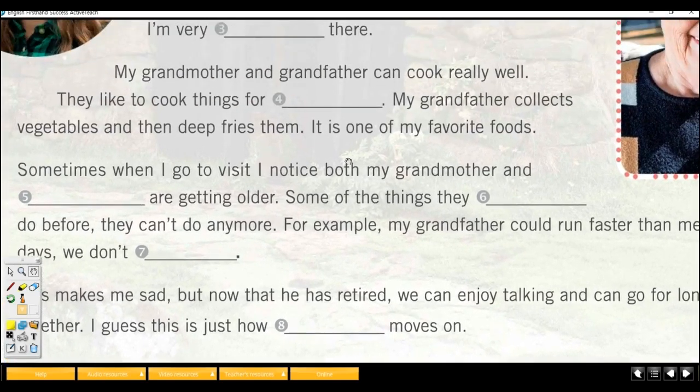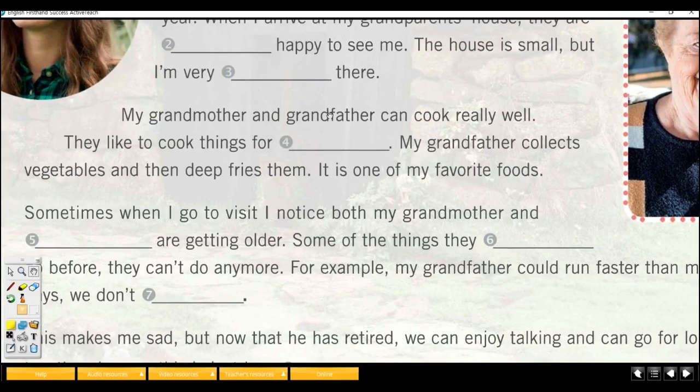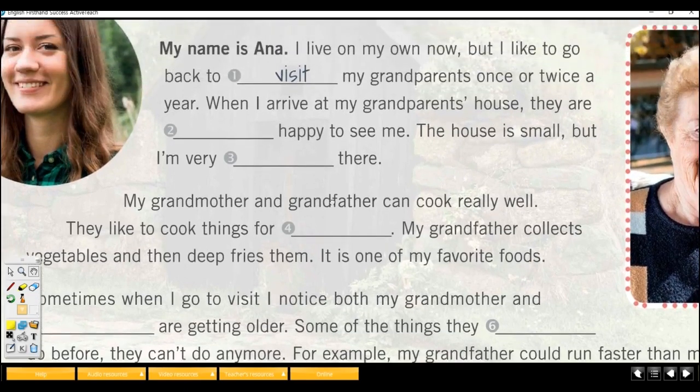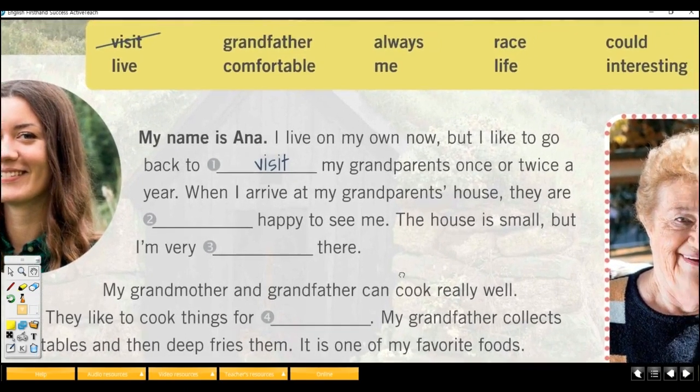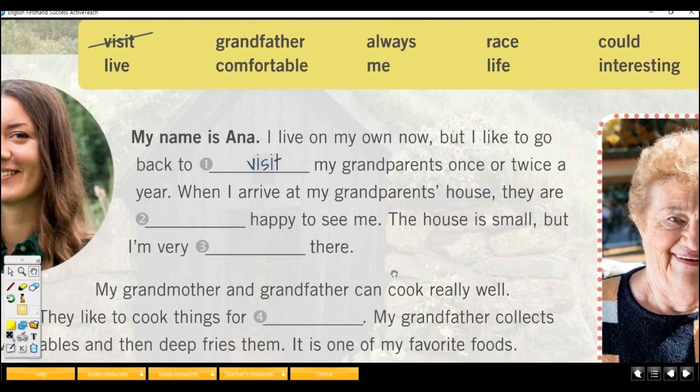Okay, let's do this together one more time. Okay, let's look at the words that will go back in. We have visit, grandfather, always, race, could, live, comfortable, me, life, and interesting. Okay, my name is Anna. I live on my own now.